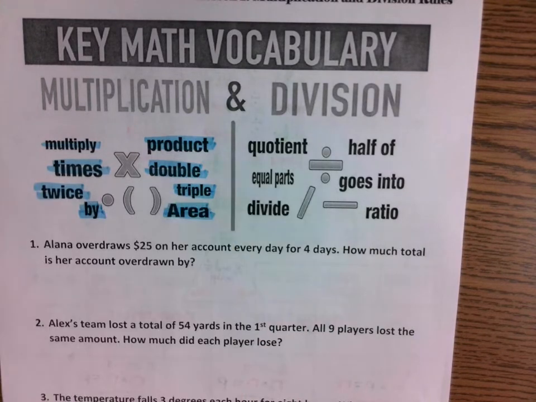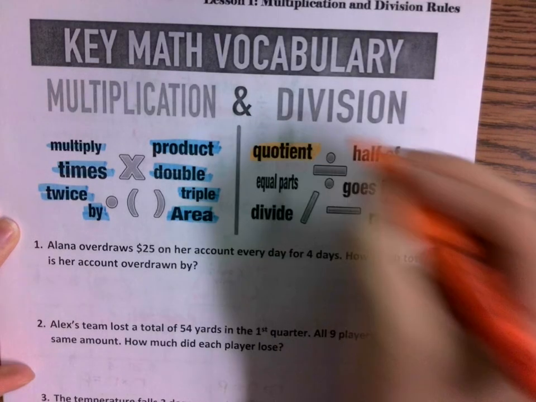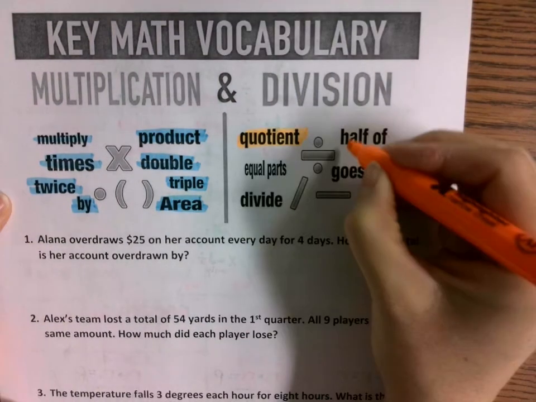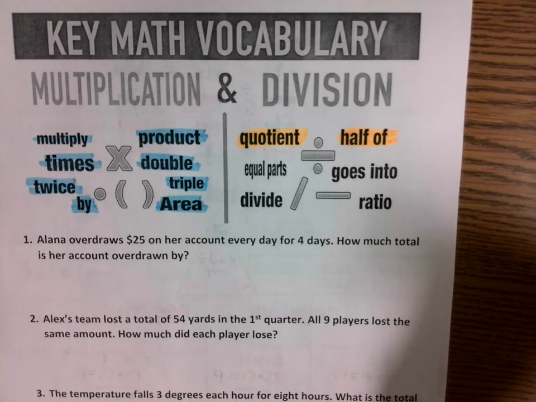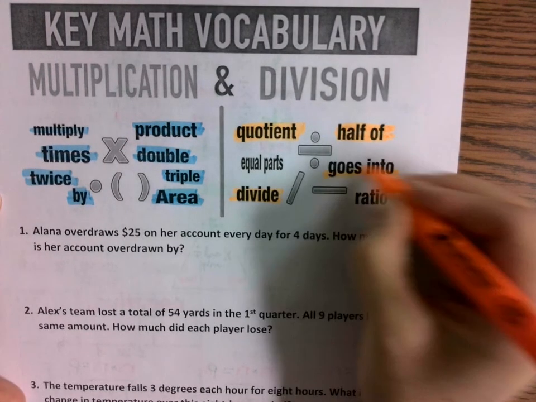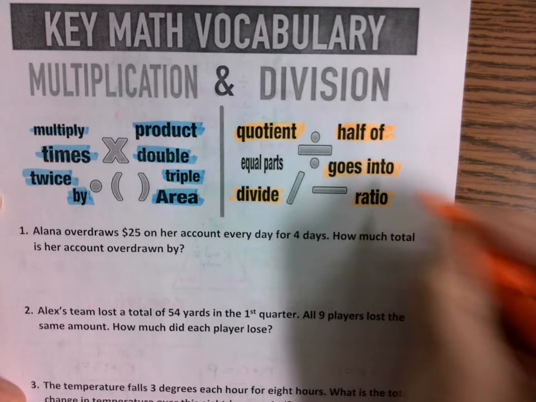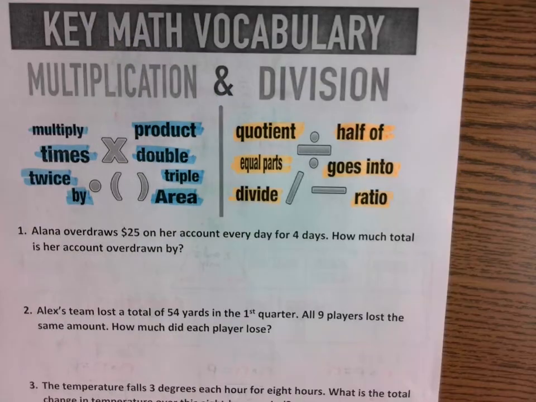Then we've got our division keywords. Quotient is the answer of a division problem. Taking half of something means you're dividing it by what? 2. Taking half means you're dividing it by 2. Obviously, the word divide, if it goes into, if you're creating a ratio, and in terms of equal parts or groupings, splitting it into equal parts or equal groups, that's division.